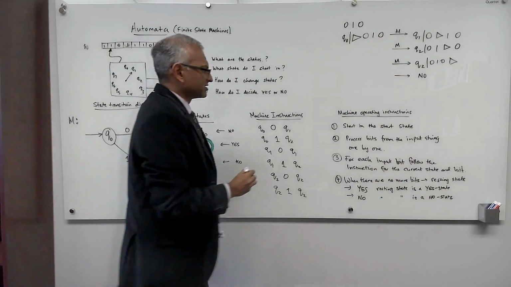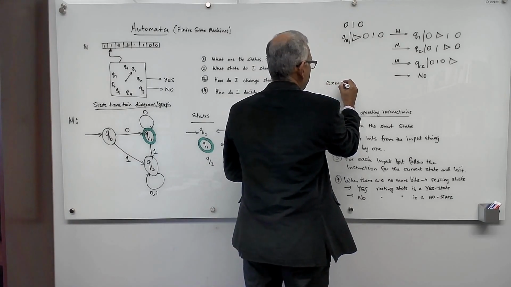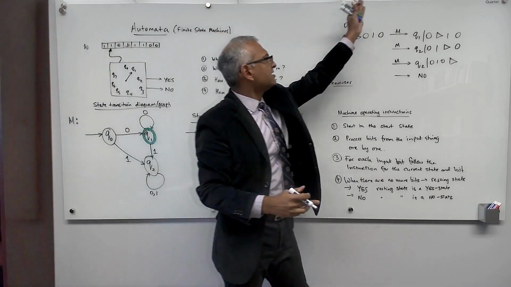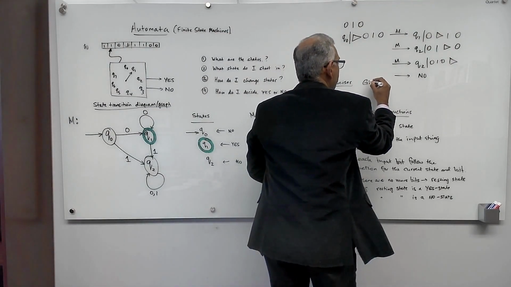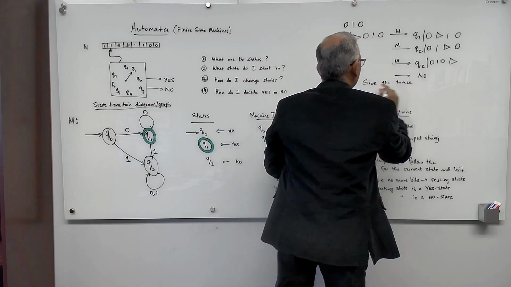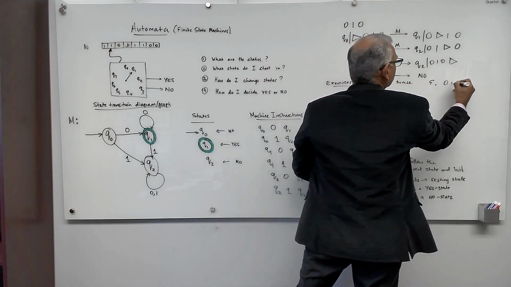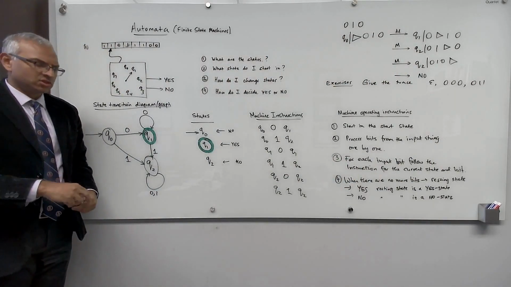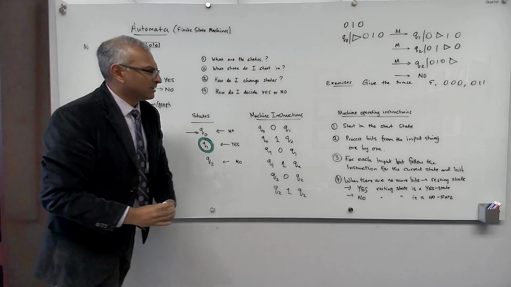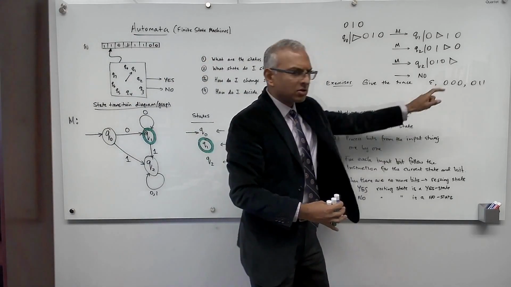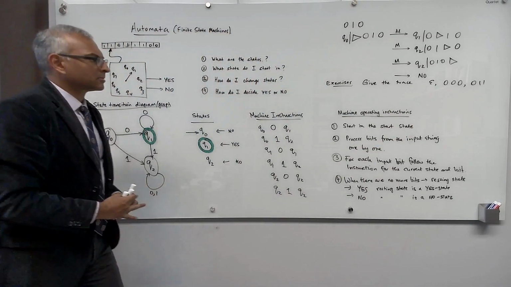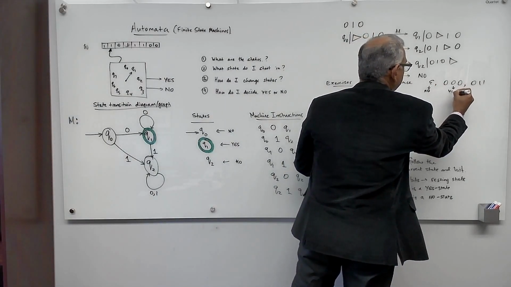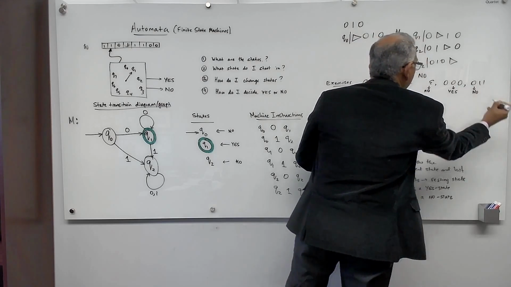Okay, so pop quizzes, exercises. Give the trace, which we call the trace of the computation, for the following inputs: epsilon, 0, 0, 0, 0, 1, 1. Pause the video, 1, 2, 3, 4, 5. Now if you're coming back, you should have said epsilon is, the answer is no. So this is no, no, yes, no.